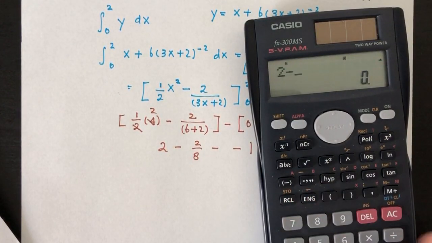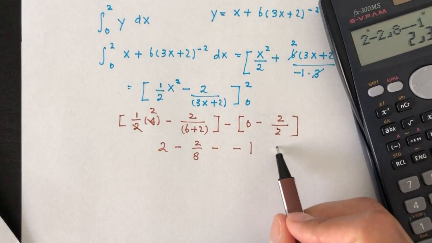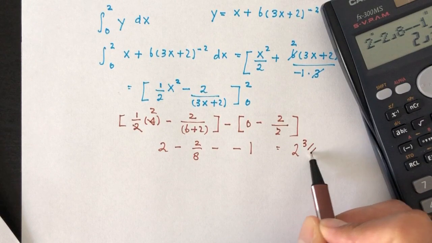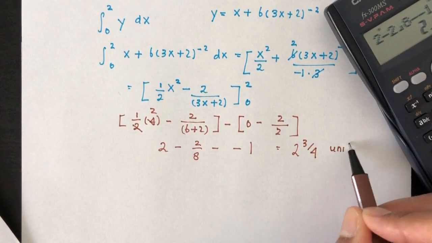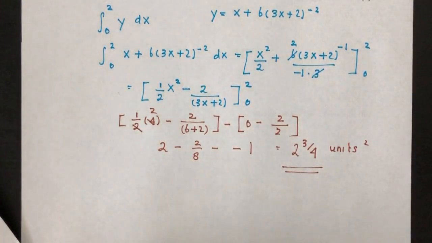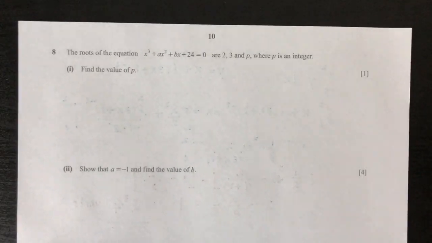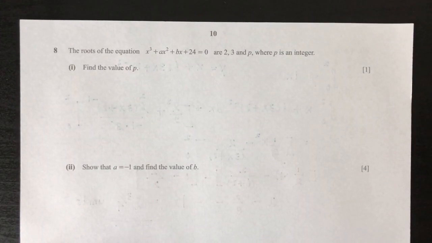2 minus 2 over 8 minus 1. That should be 2, 3 over 4 units square. This will be the area of your region that you need to find. And that will be your question number 7. Let's move on to question number 8.